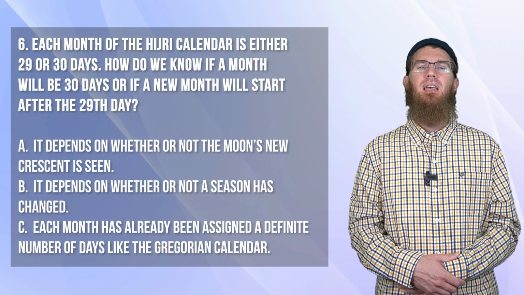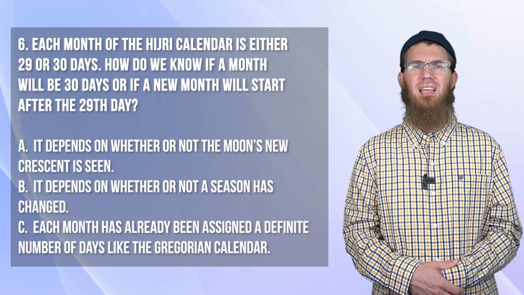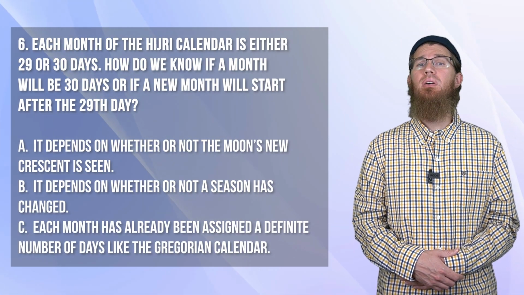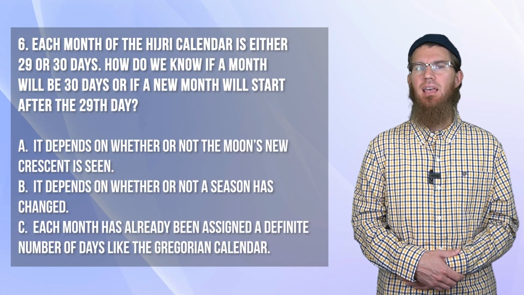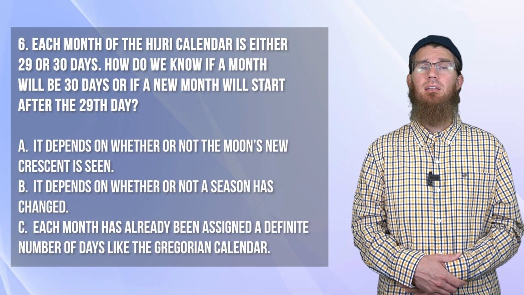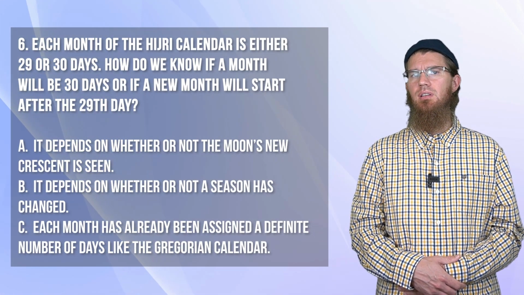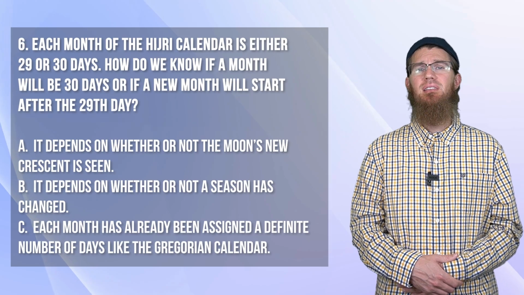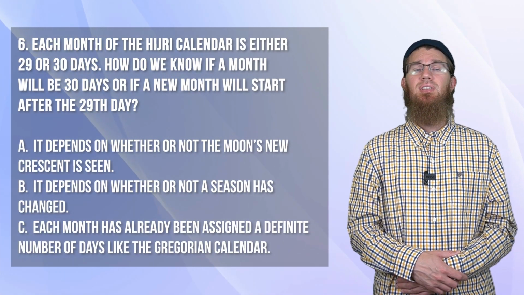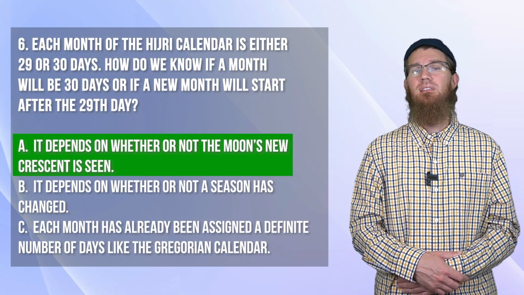Question number 6. Each month of the Hijri calendar is either 29 or 30 days. How do we know if a month will be 30 days or if a new month will start after the 29th day? A, it depends on whether or not the moon's new crescent is seen. B, it depends on whether or not a season has changed. C, each month has already been assigned a definite number of days like the Gregorian calendar. The correct answer is A, it depends on whether or not the moon's new crescent is seen.